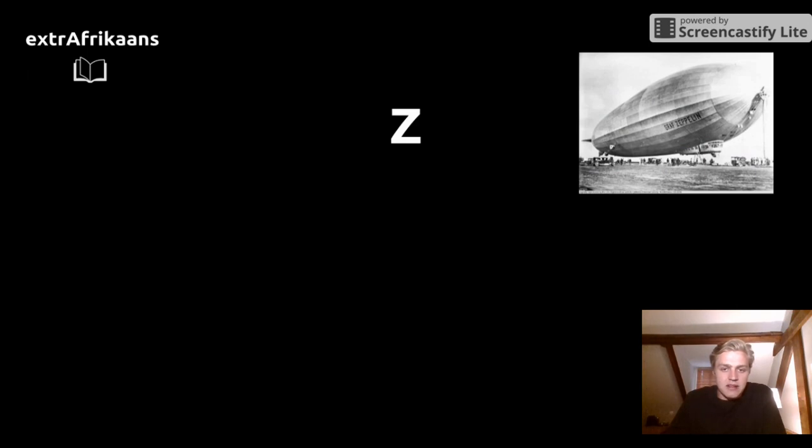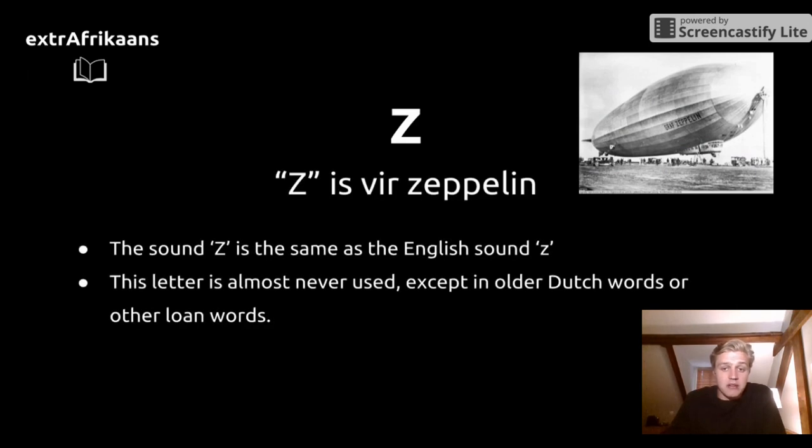Next, we've got z. Z is for zeppelin, like a hot air balloon. The sound z is the same as the English sound z. The letter is almost never used, except in old Dutch words or loan words. All the old Dutch words tend to use a lot of z's, where we use s's in Afrikaans today. But you'll find them quite frequently in place names or some surnames. And that concludes it for that.